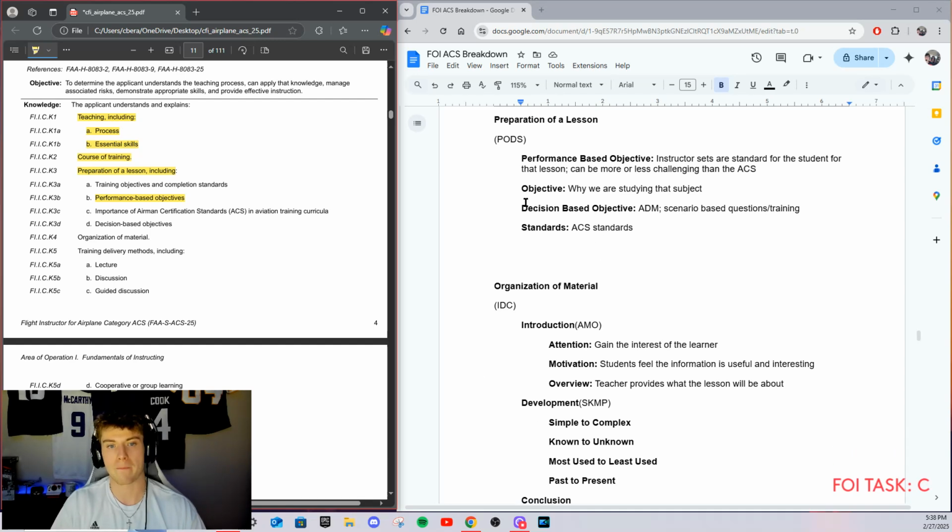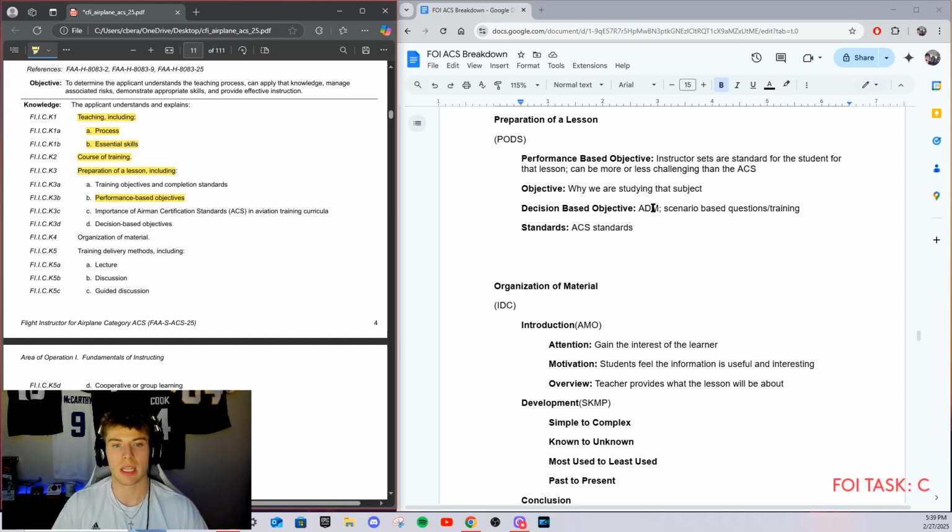So next is objective. They have to know why they're learning that subject. You have to give them that why, or it's going to go right over their head. They're not going to understand why they're learning that thing. So set the objective. Decision-based objective is just you giving them a scenario that requires some sort of aeronautical decision making, some sort of decision that they need to make.